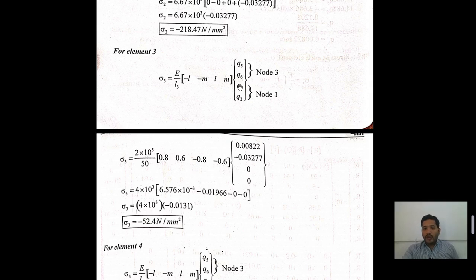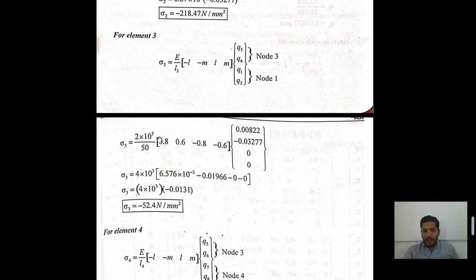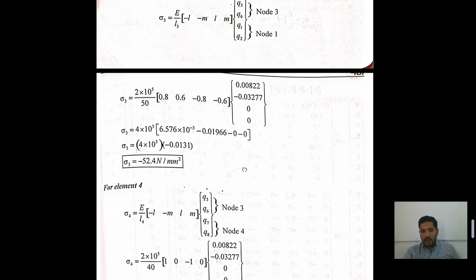Clear? Q5, Q6 we already got, Q1, Q2 value is 0. After that, just you need to multiply this value. If you divide this value, then you will get 4 into 10 power of 3. 0.8 into 0.0822 becomes 6.576, 0.6 into 0.3277 plus minus 0.8 into 0 becomes 0, minus 0.6 into 0 becomes 0. After that you multiply this value, then you will get the answer minus 52.4 Newton per mm square.